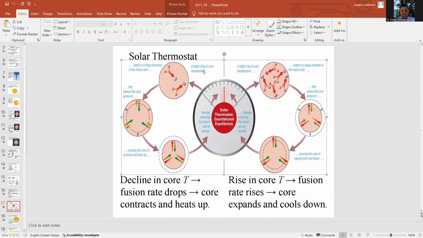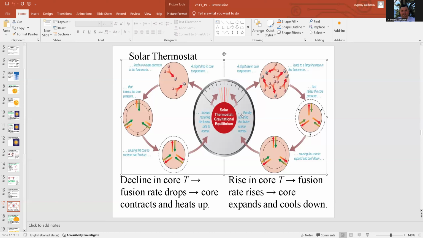And if there is a slight drop in the temperature, then the fusion rate drops, so less and less fusion reactions, less and less energy is released. So the core is gonna shrink. And if something shrinks, remember, there is a conversion of gravitational potential energy into, that's correct, heat. And that's how the core heats up again and goes back to normal.